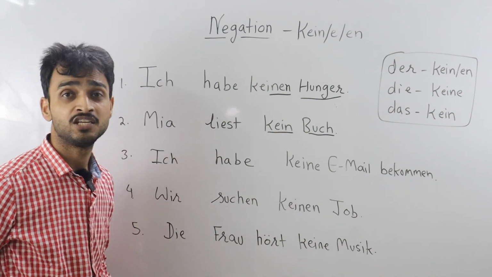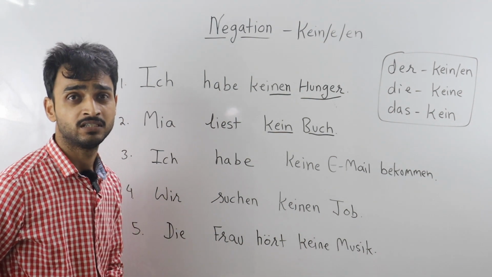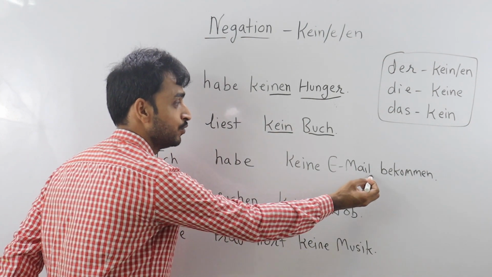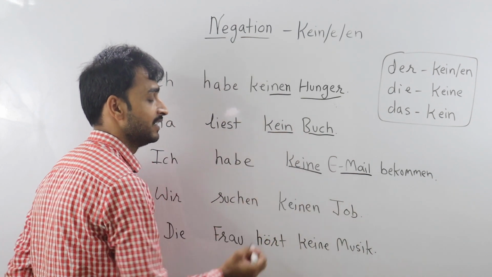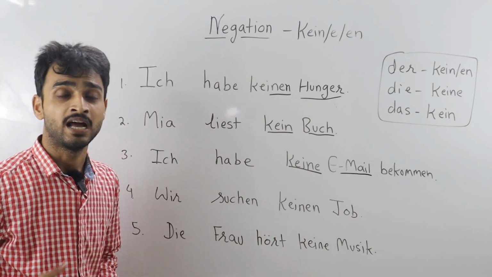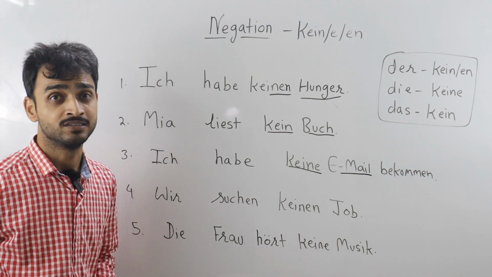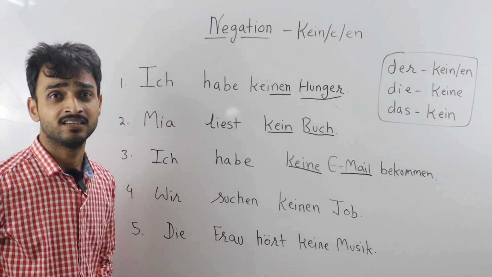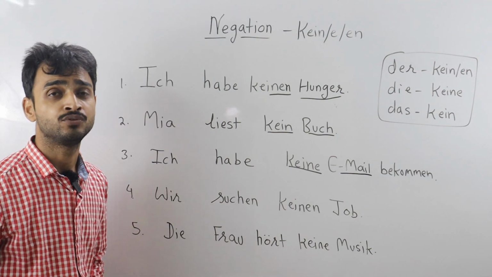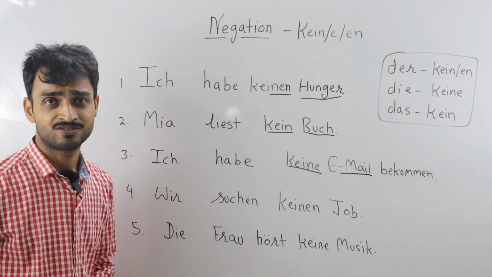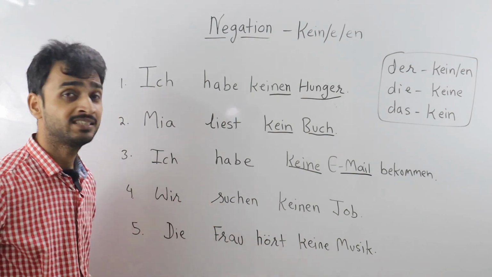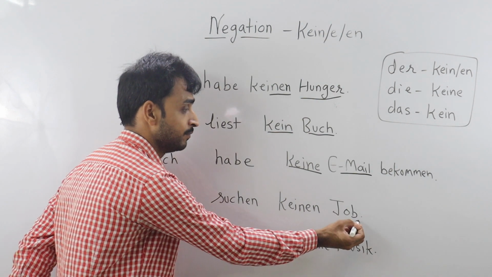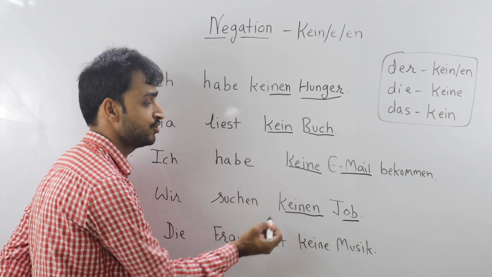Ich habe keine E-Mail bekommen. I have not received any email. So here email is noun with article die and its negation is keine. Remember the article. You should also learn the articles if you want to use them correctly. I always say articles are very important and you have to use them in each and every grammar structure. Wir suchen keinen Job. We are not searching for a job. So job is masculine, so therefore keinen Job.